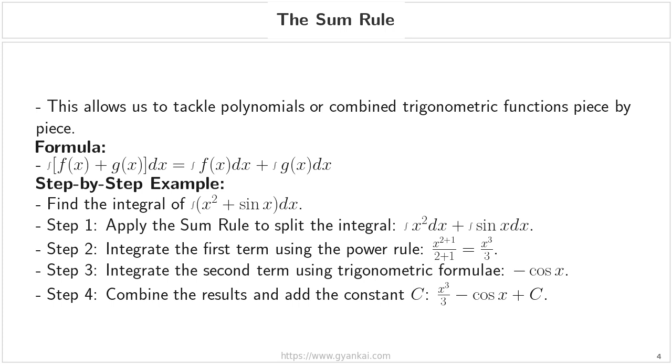Okay, let's move on to our next property of indefinite integrals. As we discussed earlier, sometimes we need to use properties to make integration easier, rather than just guessing the integral directly. The constant multiple rule.